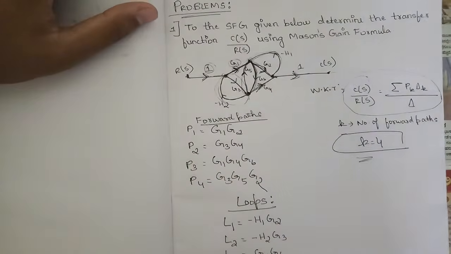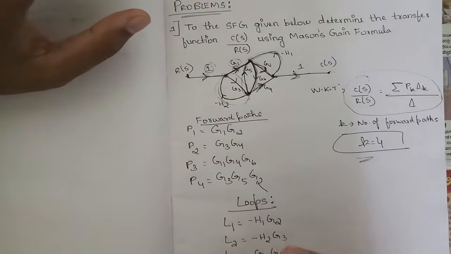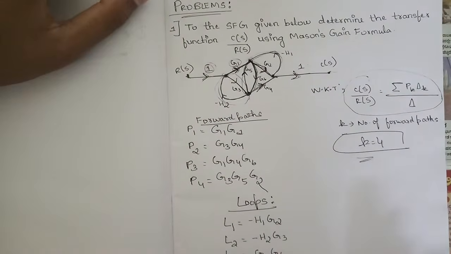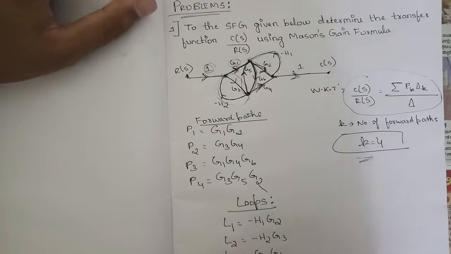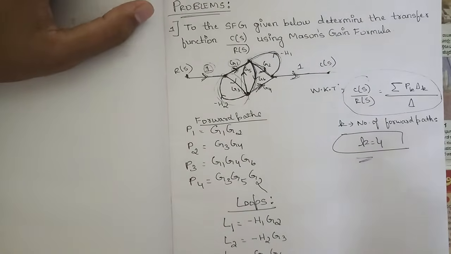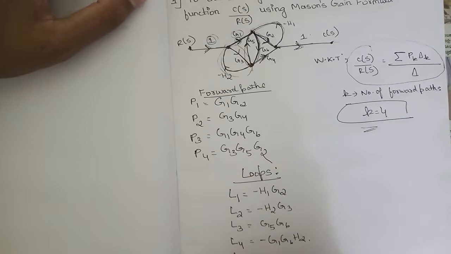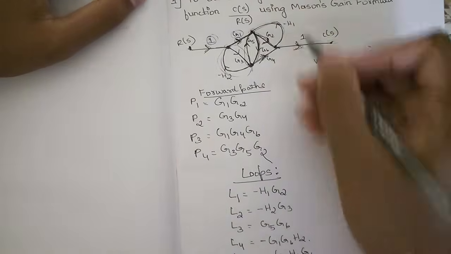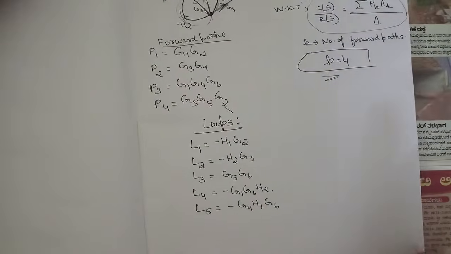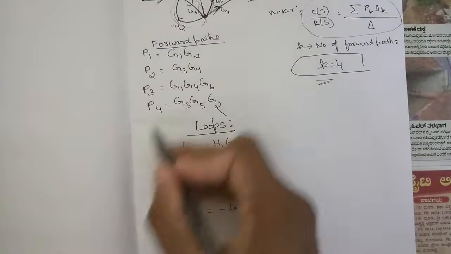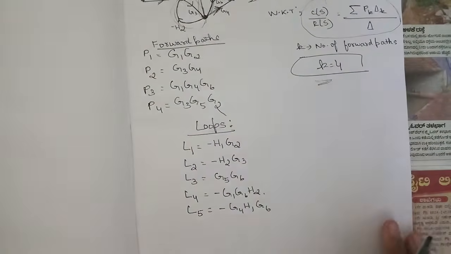So you need to have a very sharp mind when seeing the forward paths and loops, because if you miss any one of the forward paths or loops, the whole problem would be wrong and you would get fewer marks. Okay, so there are totally 5 loops here, minus G4 H1 G6, right? Since we have minus H1 here, it would be minus G4 H1 G6. Okay, in total we have 5 loops and 4 forward paths.